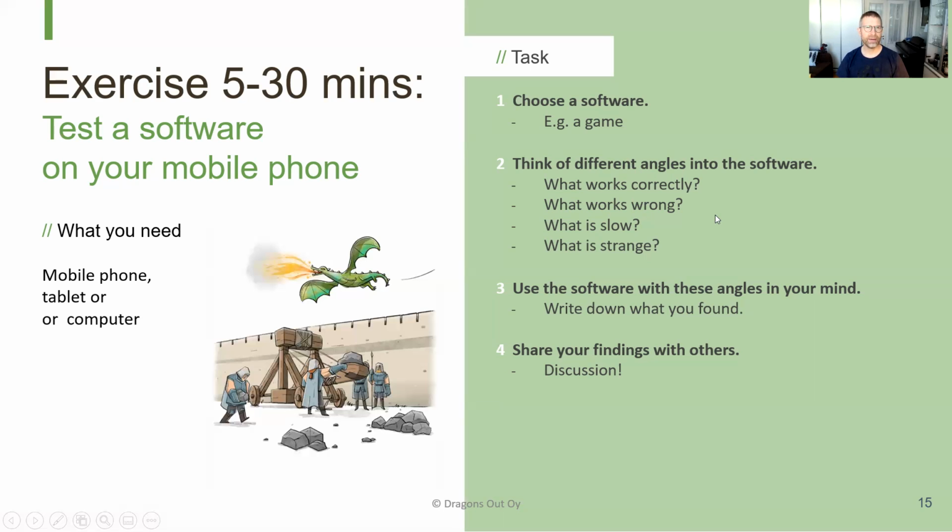Use it and make observations. If you are thinking about slowness, is it slow? Is it fast? Make notes and discuss in the end. A good time for this exercise is about 30 minutes, but you can do just a little bit of it, or as you can guess, you could test any amount of time. There's never enough of testing.